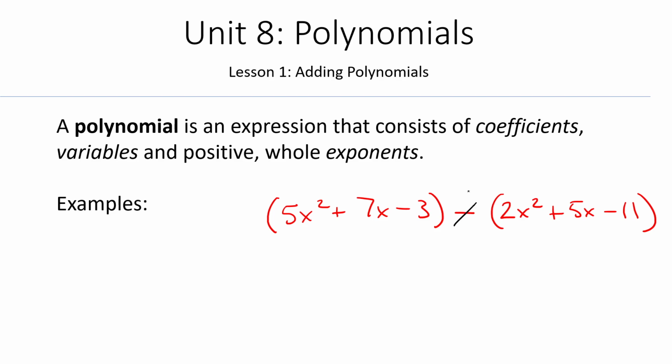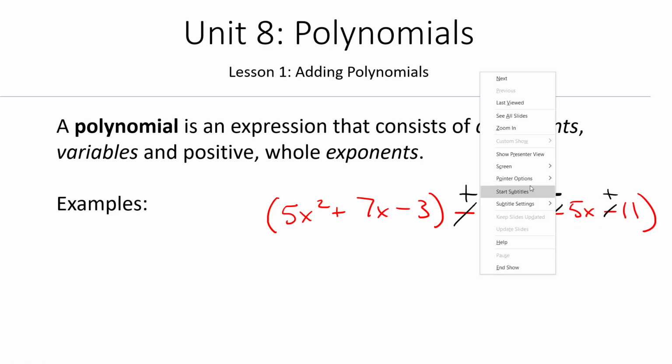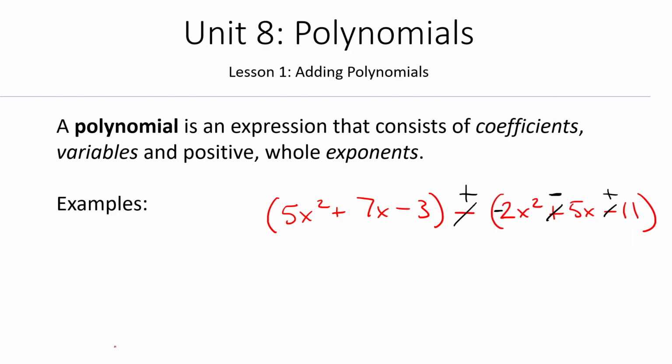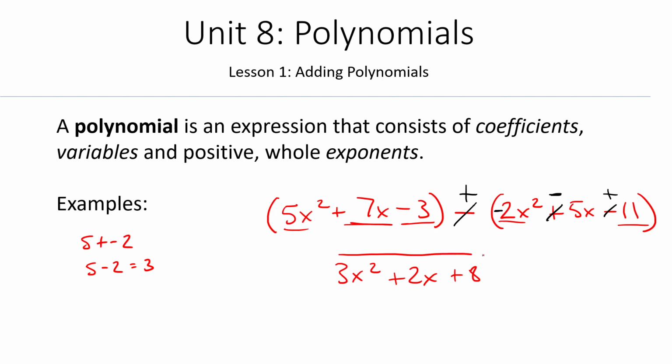Okay, so what we're going to do is turn that into a plus sign and then change the sign of everything else. And now we can write our final answer. Okay, so I will say 5 minus 2 is 3, right? Because really we're doing 5 plus negative 2, but that's really like 5 minus 2. Okay, so we get 3x squared, and then 7 and negative 5 gives us positive 2, and then negative 3 plus 11 gives us positive 8. And we're done.